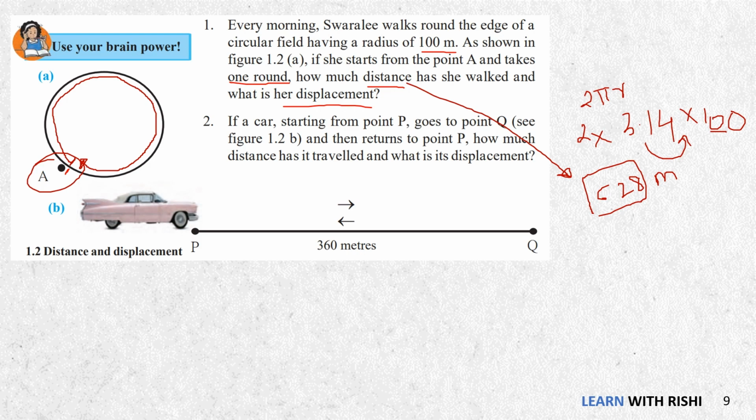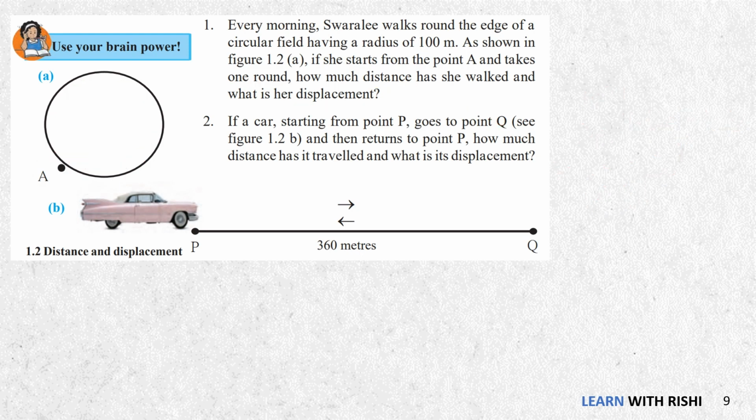So what is the displacement here? Is it 628 meter? No, it is the distance traveled. Here the displacement is 0 meter, because her initial point is the same and final point is also the same. Starting and final point are the same. That's why the displacement will be 0, because from the same point she started her journey, at the same point she ended her journey. I hope you got the difference between distance and displacement.